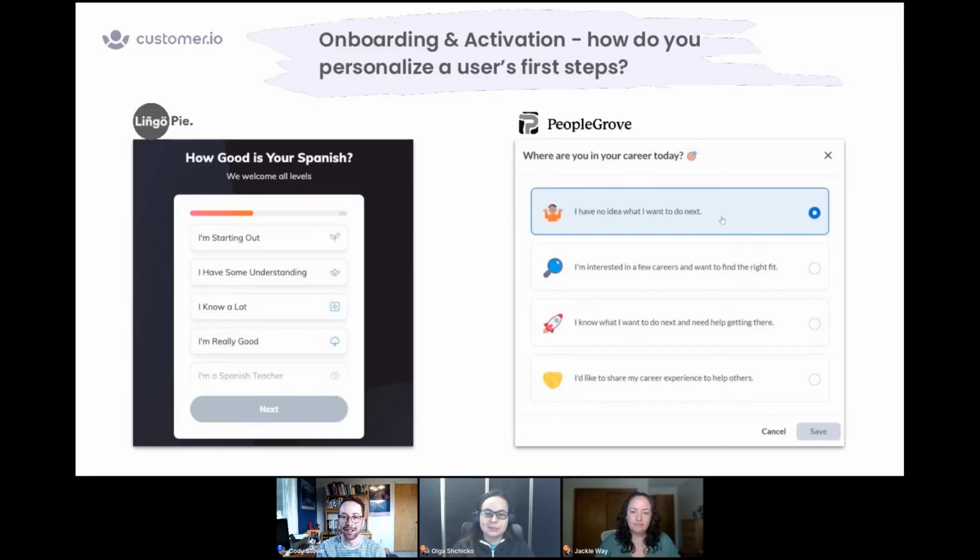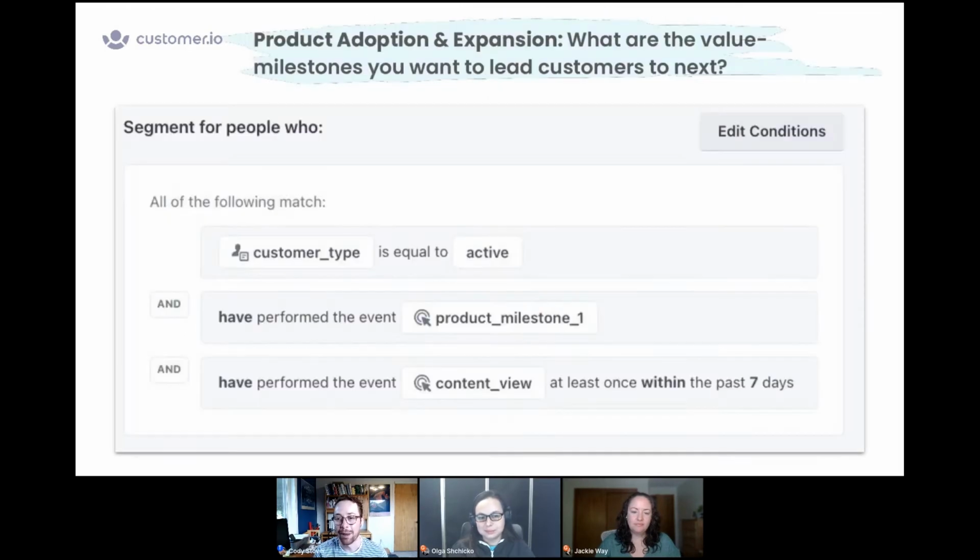Okay. We've talked about onboarding and activation. Let's flow over to the middle stage of the life cycle. So I'm going to pull the slide back up here. We get into product adoption and expansion, or whatever your business calls this middle phase after somebody has successfully got through those first milestones.